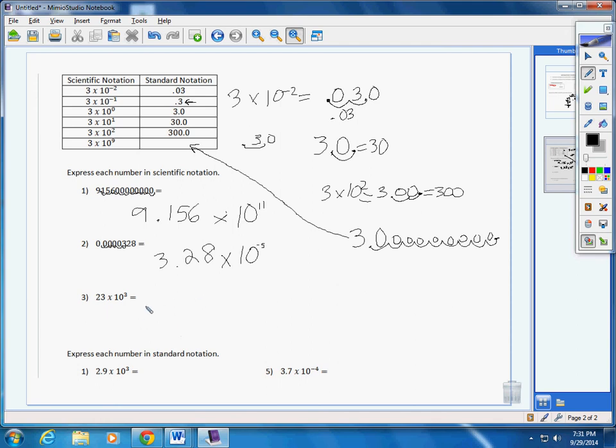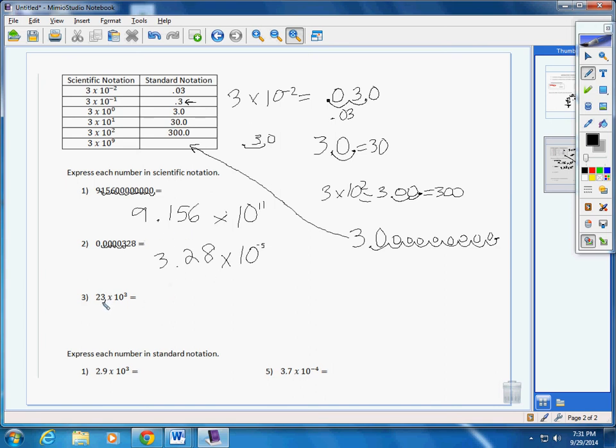Okay, one more in this section. 23 times 10 to the third. Well, look at that. We're done. It's already in scientific notation. Just kidding, folks. Thought you had me there too, didn't you? All right, so our decimal point is right after the 23. The reason this is not in scientific notation is because 23 is not between 1 and 10. And we've said repeatedly that you must have a number that's between 1 and 10.